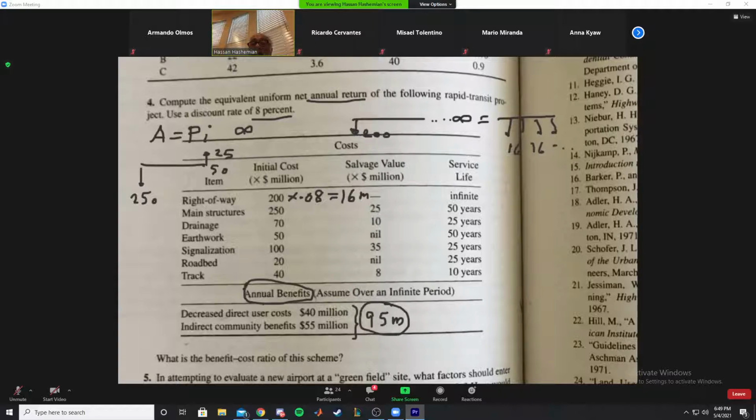So what is the formula for that one? 250 is the present. If I want to make it annual, it is 250 times what? A over P, because 250 is the P. If I multiply P by A over P, I get the A. Interest rate is given at 8% and 50 years, correct? So you find A over P at 8%, 50 years.